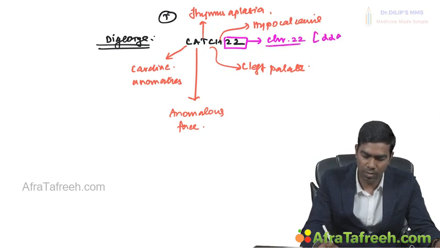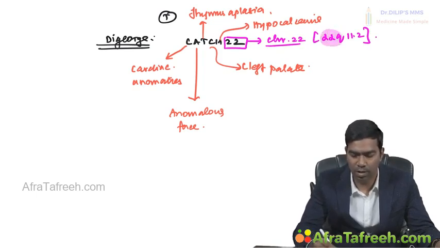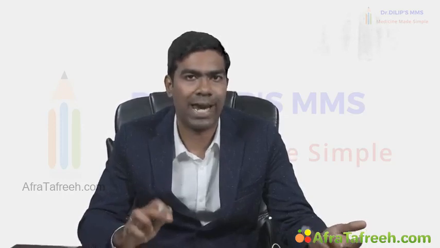Typically 22q11.2. So this is the typical chromosome. You can remember 22q or just chromosome number 22. That's an important question in exam. So this is the affected chromosome. This is what we call Catch-22 syndrome or DiGeorge syndrome.